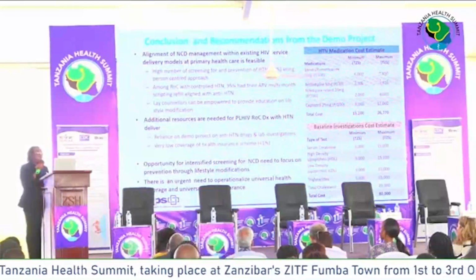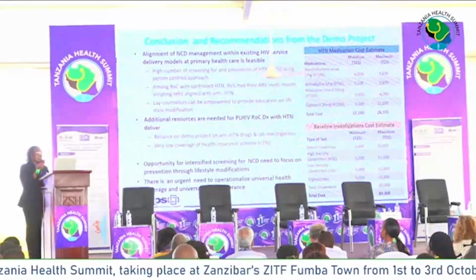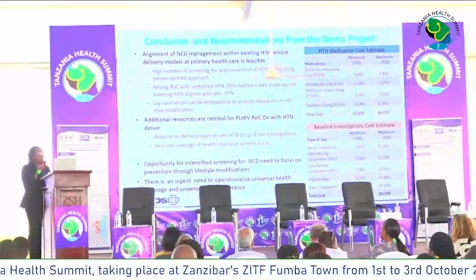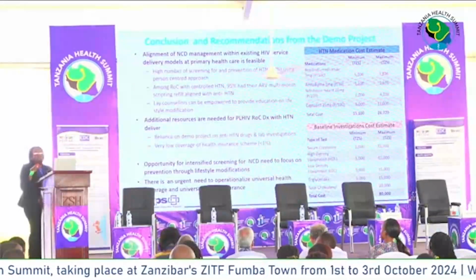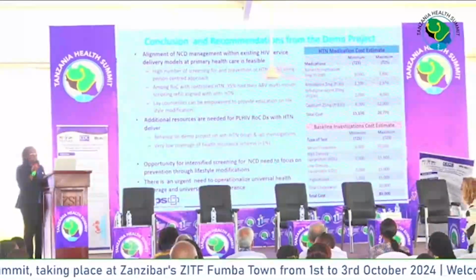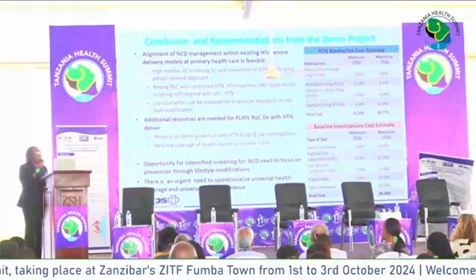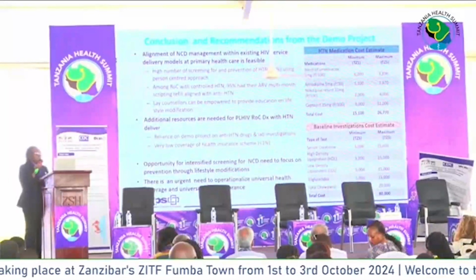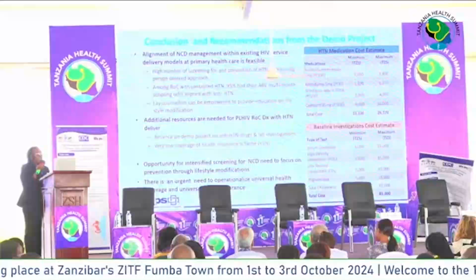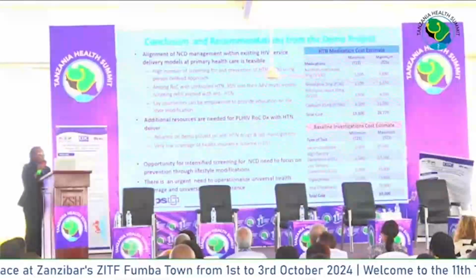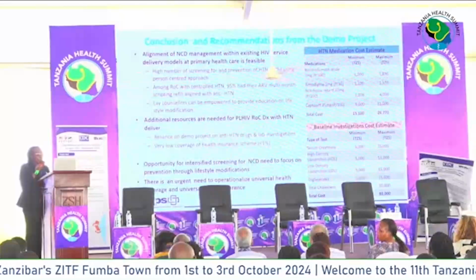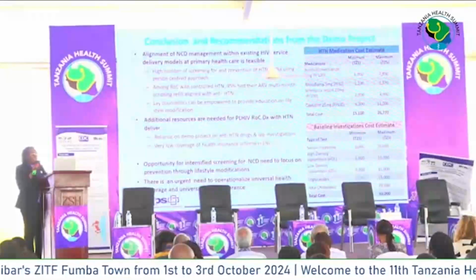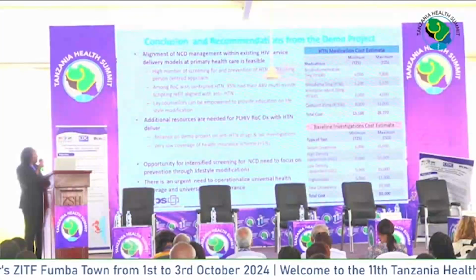So to finish up, we just see that there is an opportunity for intensified screening for NCD, and we need to focus more on prevention, just to reinforce what Professor Kaushik said, and through lifestyle modification, so that will decrease the burden of hypertension. And finally, there is an urgent need to operationalize the universal health coverage and the universal health insurance.